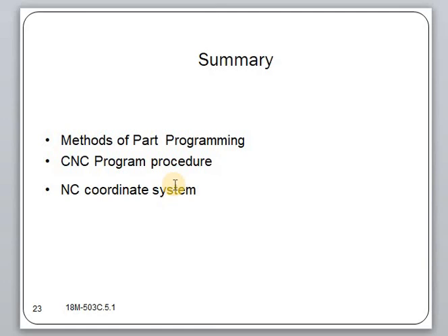In manual part programming, the programmer first prepares the program manuscript in a standard format. The manuscripts are typed with a device known as Flexowriter, which is also used to type the program of instructions. And next we discussed the computer part programming. And we discussed the NC coordinate system.